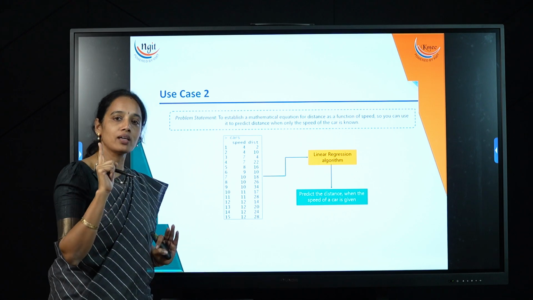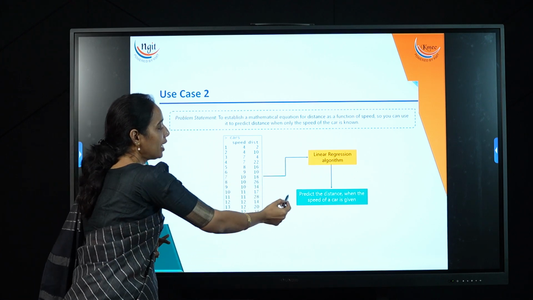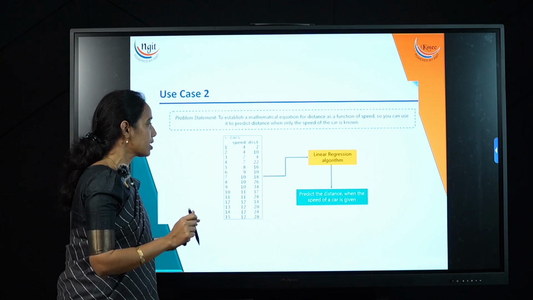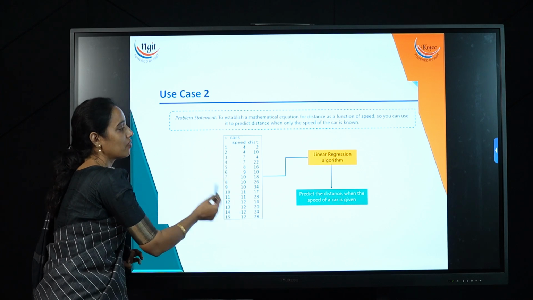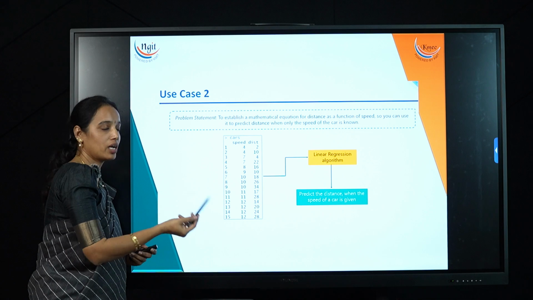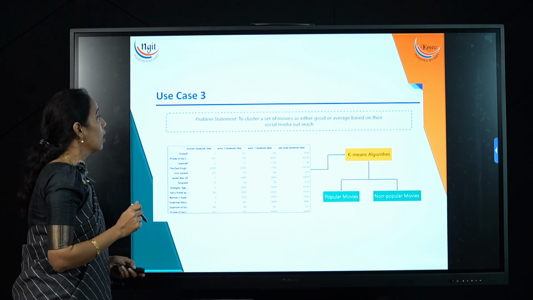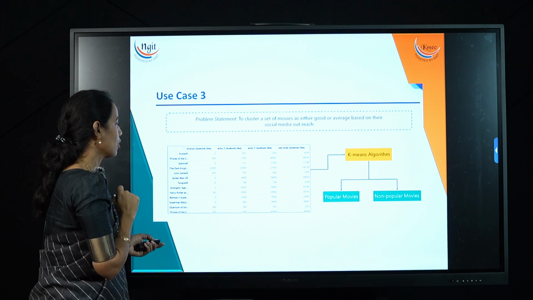The regression algorithm we use is the linear regression algorithm, and it is going to predict the distance when the speed of a car is given. So when you provide the speed of a car, it will give you the distance you are traveling. Then, let us define one more problem statement.